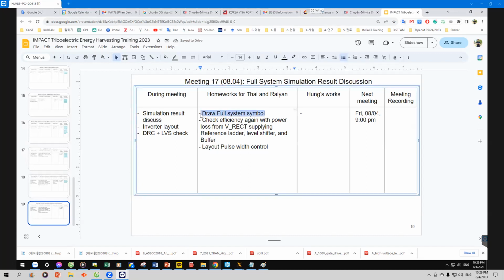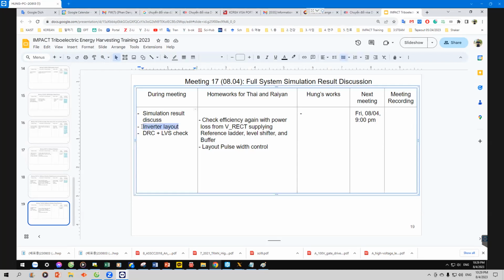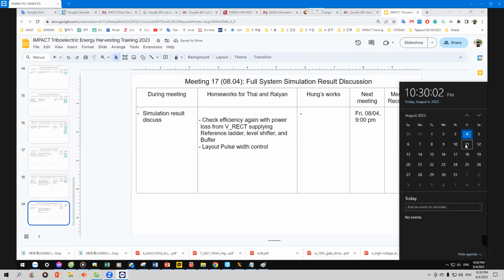So you guys almost drew the full system. So you should check efficiency again, right? You have not checked it. Okay, and try to finish the power control. Okay. And next meeting is 11.